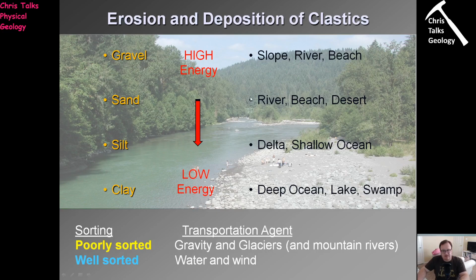Where would we expect to find sands in? Your normal meandering river, a beach environment, or a desert. Now that's because the energy of the transporting medium is moderate. So a moderate transporting medium can move medium-sized particles and small particles. So it can move things like clays, silts, and sands.